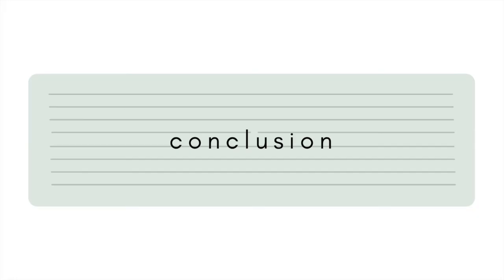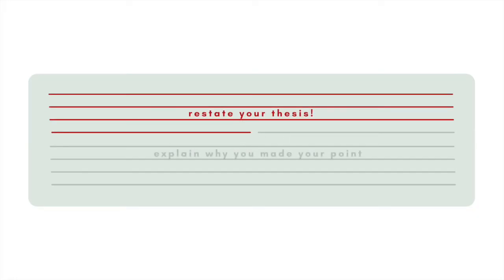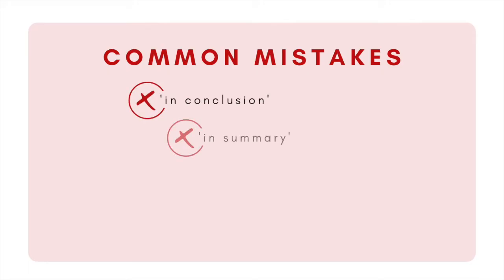On to the conclusion. In a nutshell, it's a summary of what you've been writing. Revisit your thesis statement and remind your reader about how you effectively made your argument. In the first 2 to 3 sentences, you should restate your thesis statement. Some common mistakes are the usage of in conclusion or in summary. This is a novice technique and shouldn't be used at the high school level of writing.